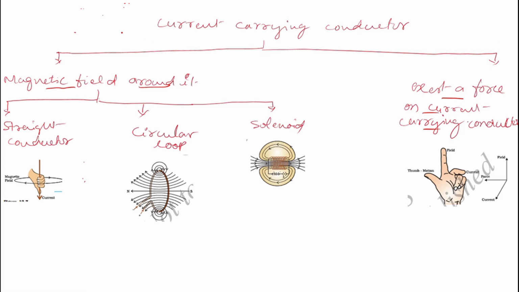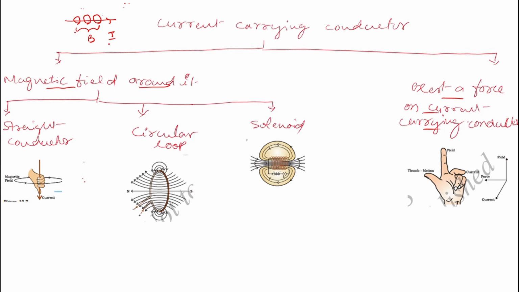Just to see here, a current carrying conductor has a magnetic field around it. This is the meaning. This magnetic field is denoted by B. And current is passing through a straight conductor, and that current we know is denoted by I. At present, these two are noted down.